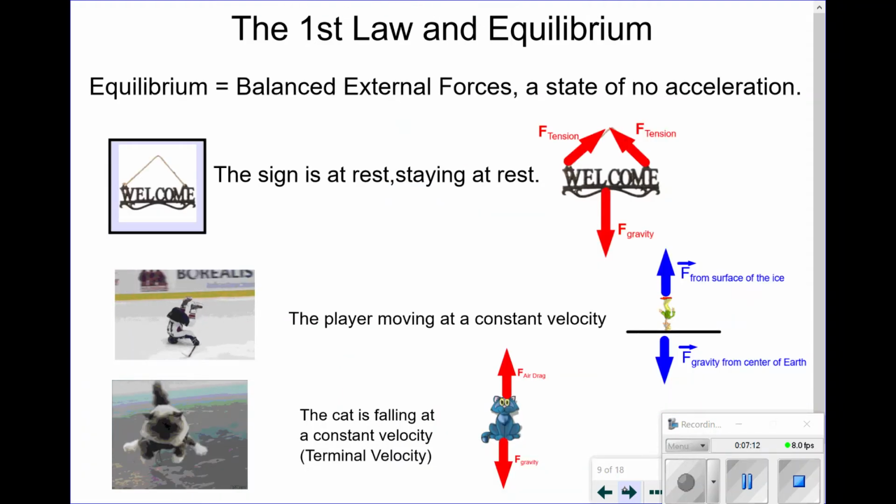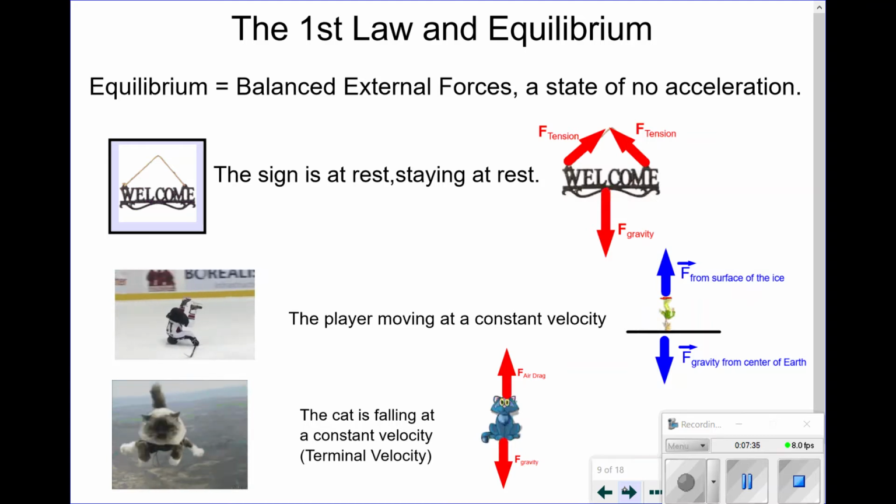Newton's first law of motion often is referred to with equilibrium. An object at rest tends to stay at rest. An object in motion tends to stay in motion with no acceleration. No change in velocity, no change in speed, no change in direction, which means no acceleration, unless there's a net external unbalanced force acting on them.